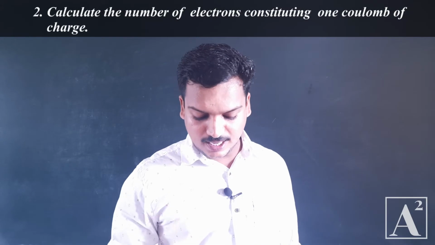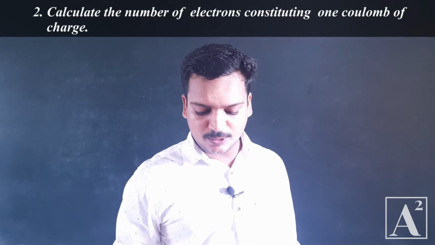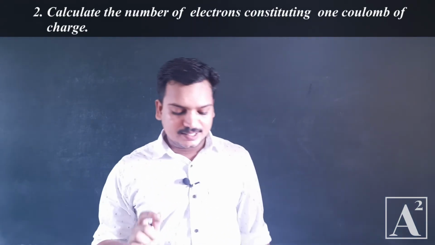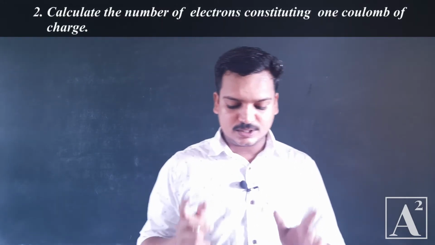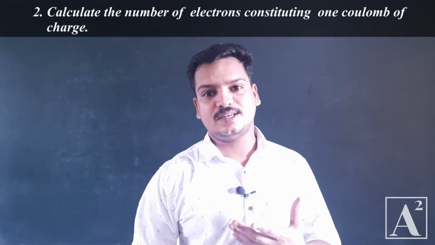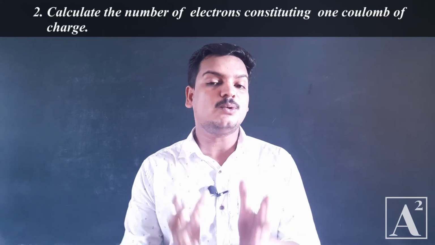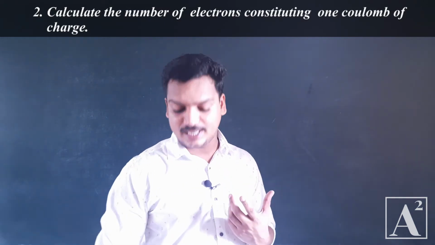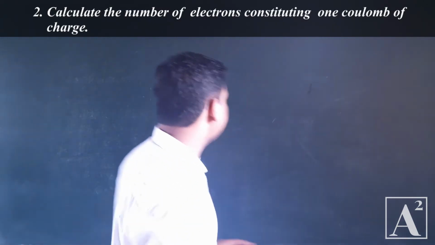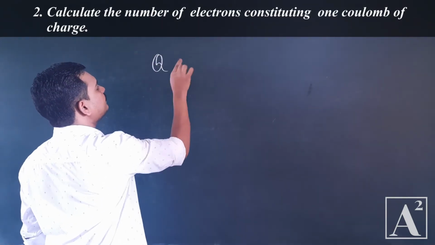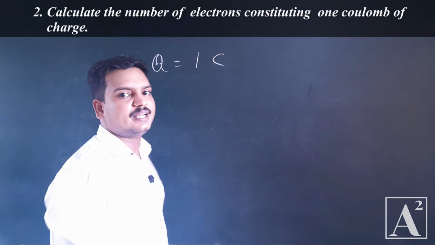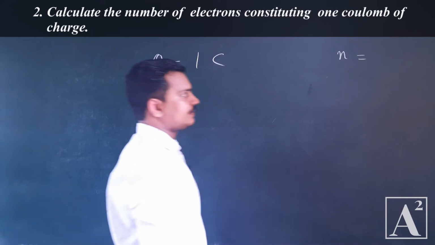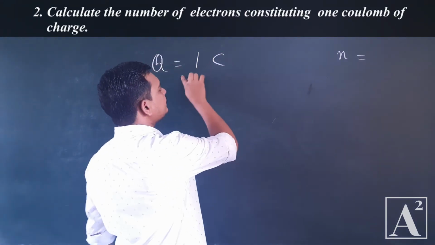Now the second example: calculate the number of electrons constituting 1 coulomb of charge. This is an NCERT textbook question, right? Calculate the number of electrons constituting 1 coulomb of charge, which means for contributing 1 coulomb of charge, how many electrons do we want? So this question is asking for the number of electrons, right? Here there is only one given quantity, that is charge, represented by Q, that is 1 coulomb charge we want to make. For that, how many electrons do we want to find? We want to find N. So here Q and N.